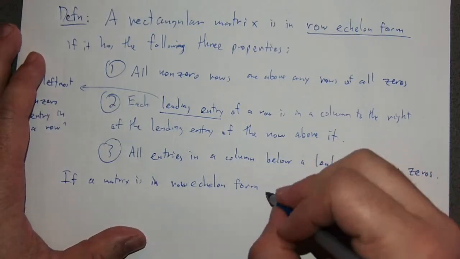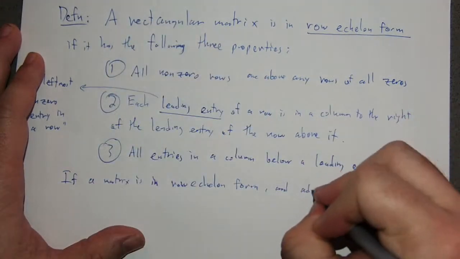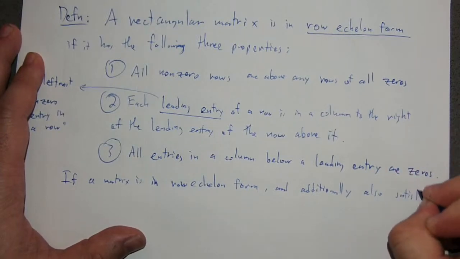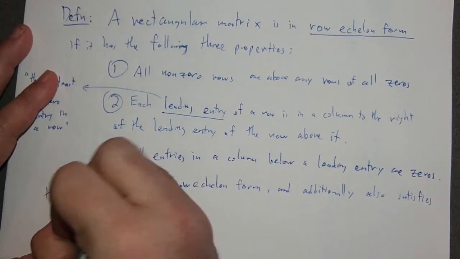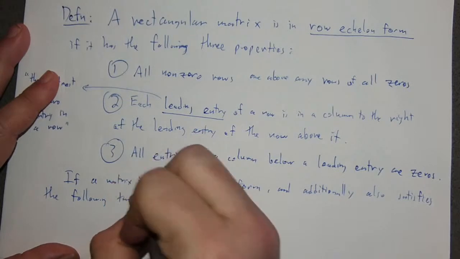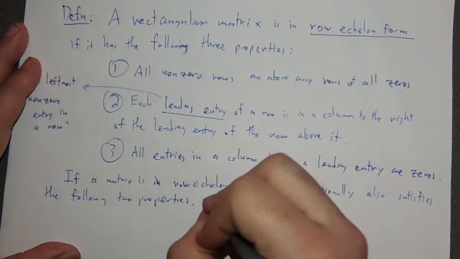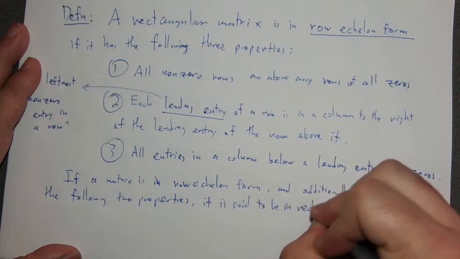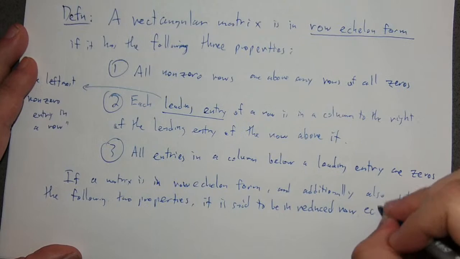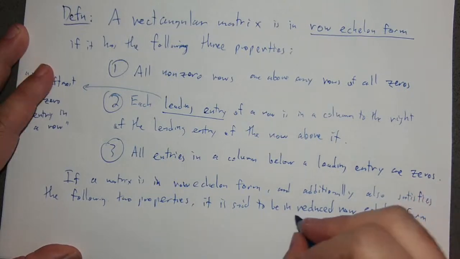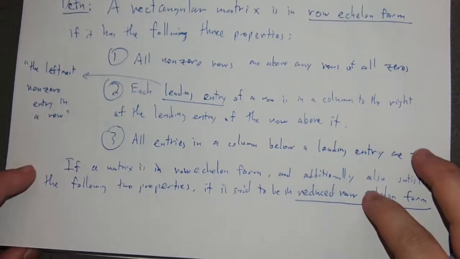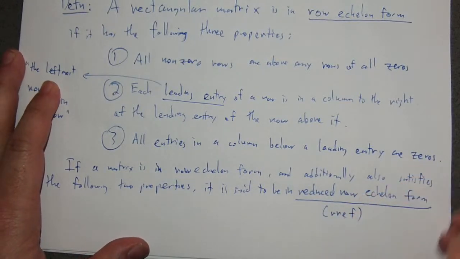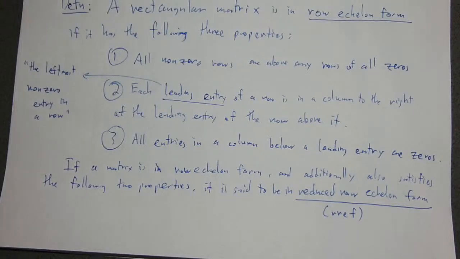So if a matrix is in row echelon form, so if it satisfies these three, and additionally also satisfies the following two properties, it is said to be in reduced row echelon form, also known as RREF. I haven't said what those two properties are.